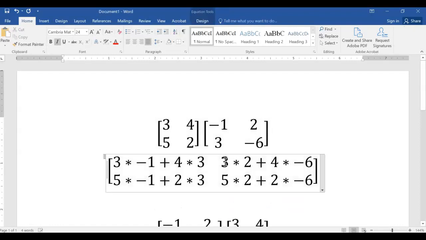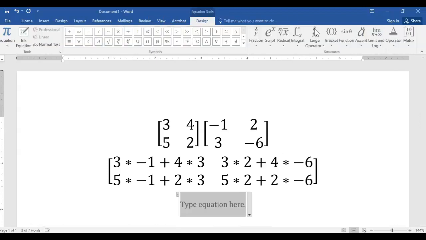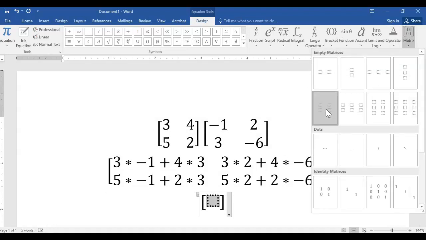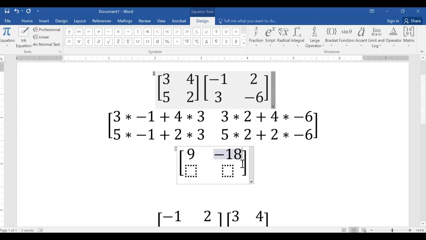Now, notice what we get here. I guess we can do this again. So we're getting a 2x2 matrix. 3 times -1 + 4 times 3. I think I got a 9 there. 3 times 2 + 4 times -6. I think I got a negative 18 there. Again, double check all these that I've done them right. I will double check these in a second, but let me finish up here.